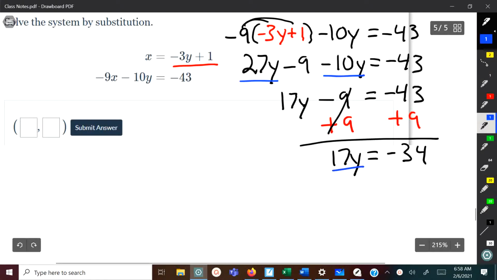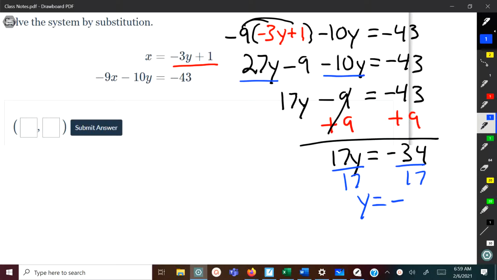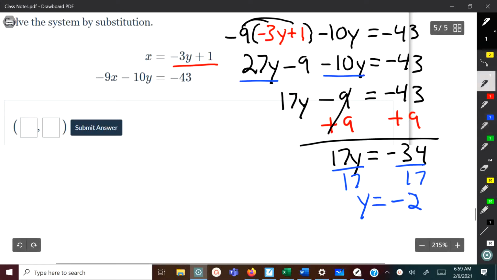Now I'm going to divide by the coefficient. And y is equal to negative divided by a positive is a negative, and it is 2. So now we figured out what y is. Y is negative 2. Make sure you put it in the right spot.